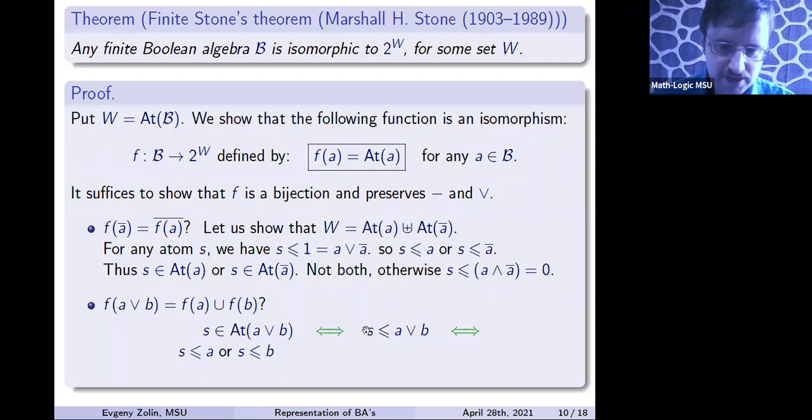In our lemma, we said that if this holds, then S is below A or S is below B. But of course, the converse trivially holds. If S is below A, then it is below A or B. And this, by definition, exactly corresponds to S belongs to atoms of A or S belongs to atoms of B. So this "or" corresponds to this union. So for union, this is trivial.